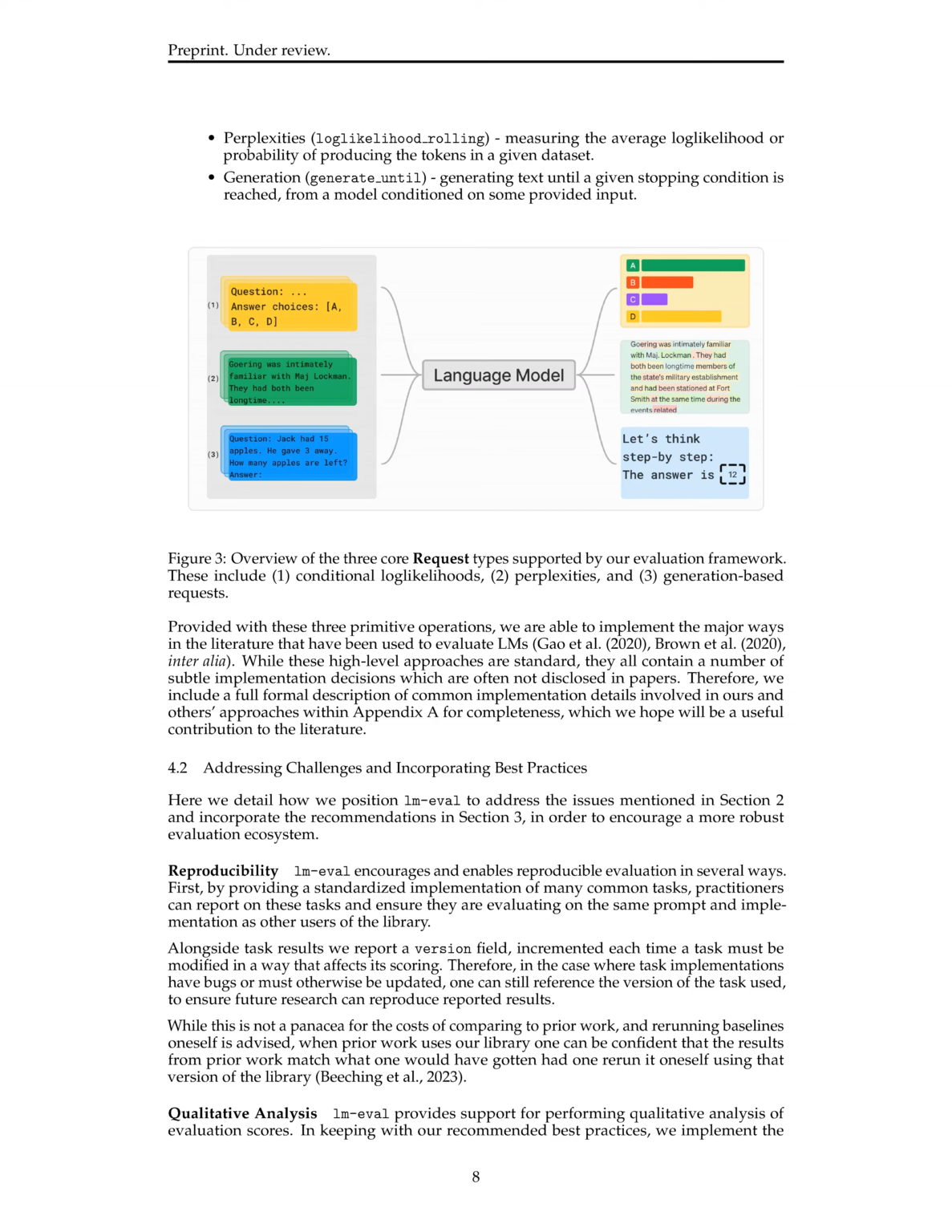This versioning system enables researchers to reference the specific version of the task used, ensuring future research can reproduce reported results even if task implementations have bugs or need to be updated. By using lm-eval, researchers can have confidence that the results from prior work match what they would have obtained had they rerun it themselves using that version of the library.